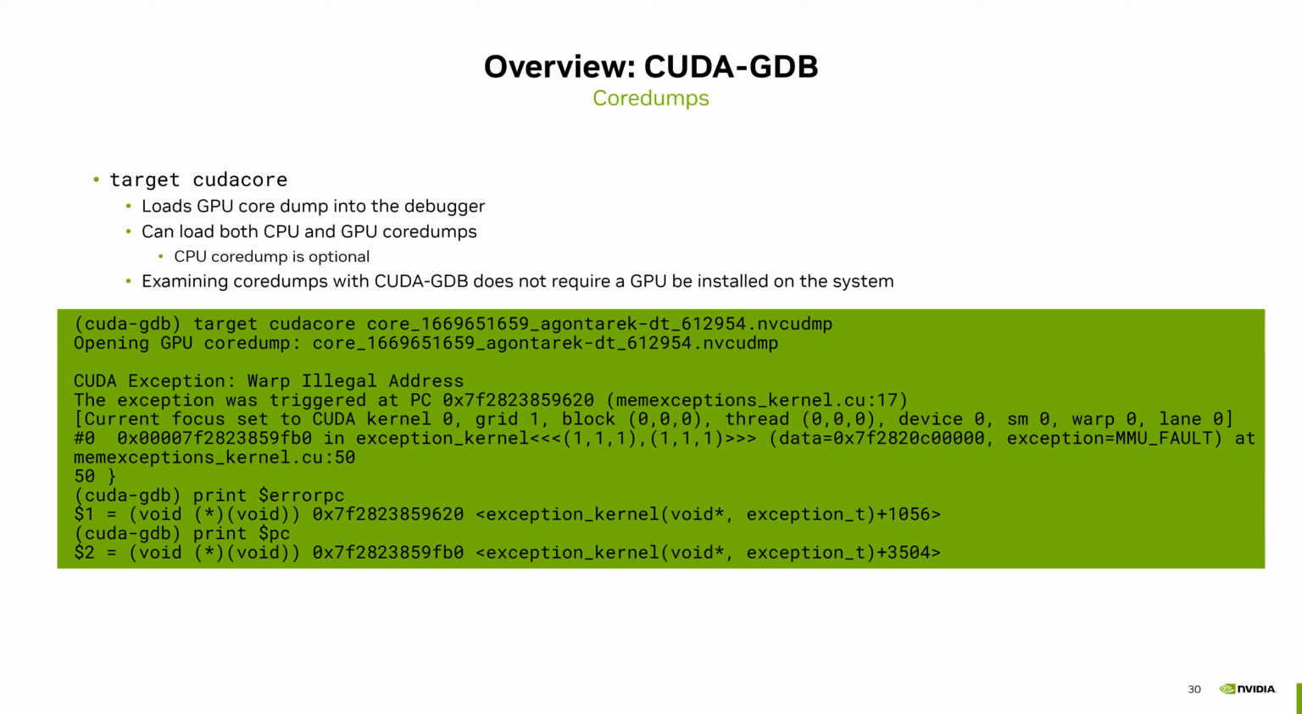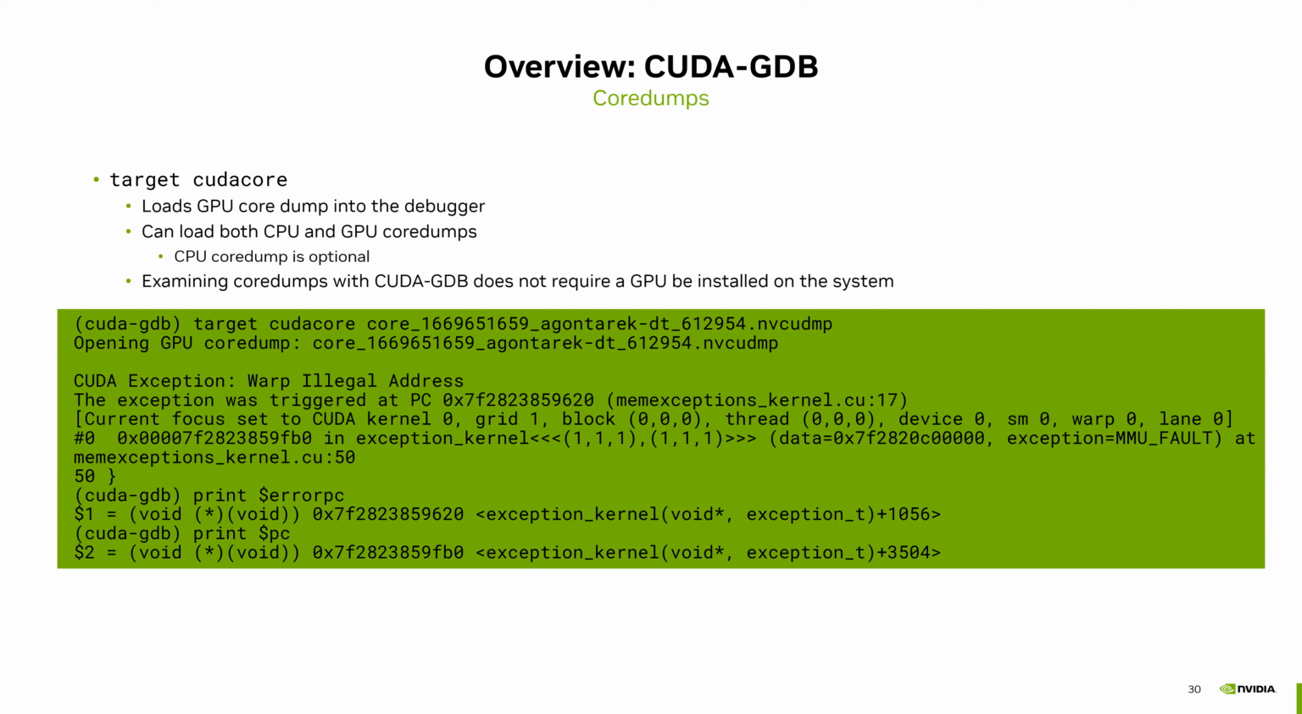So in CUDA-GDB, you use the target cudacore command to load the core dump for debugging. This will load the GPU core dump into the debugger, and then you can debug it as usual. You can load both CPU and GPU core dumps. The CPU core dump is optional. In this case, you don't have to specify, but that would allow you to switch between host and device focus. So you could use a thread command to switch over to a CPU thread, and you can use the CUDA commands to switch back to the CUDA thread.